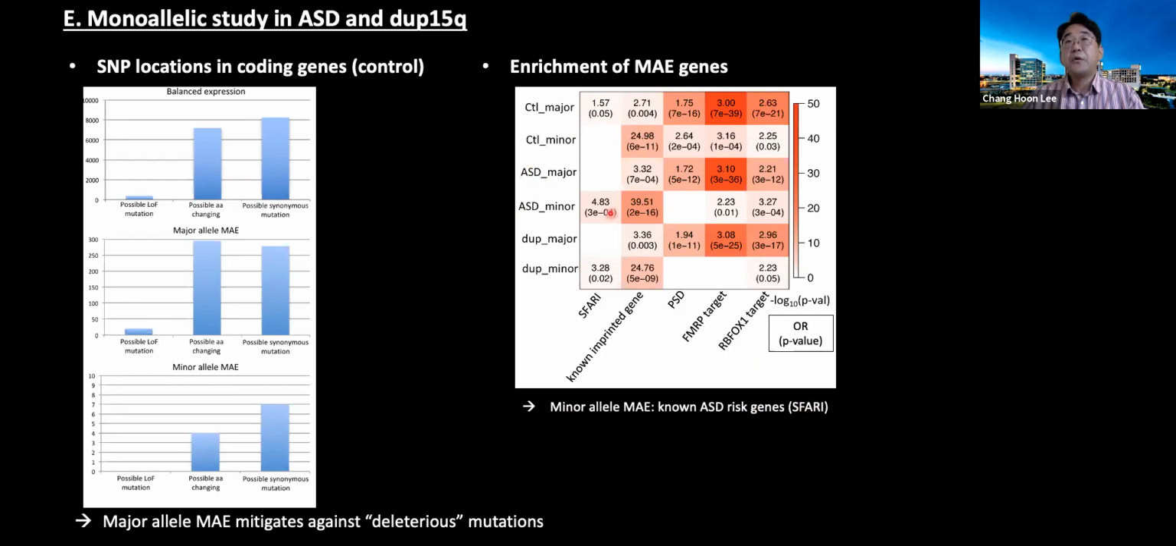This pattern also shows in duplication patients as well, dup15q. So it's very dangerous for ASD patients.